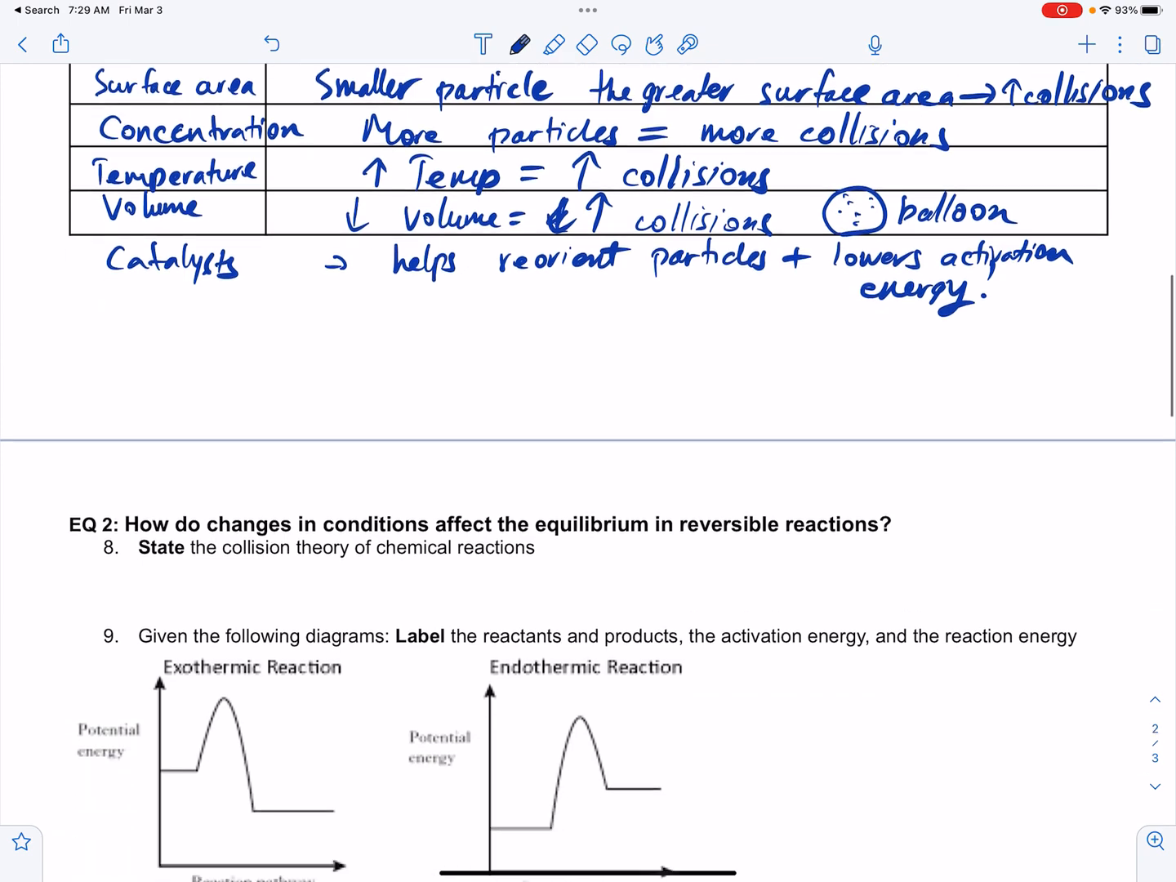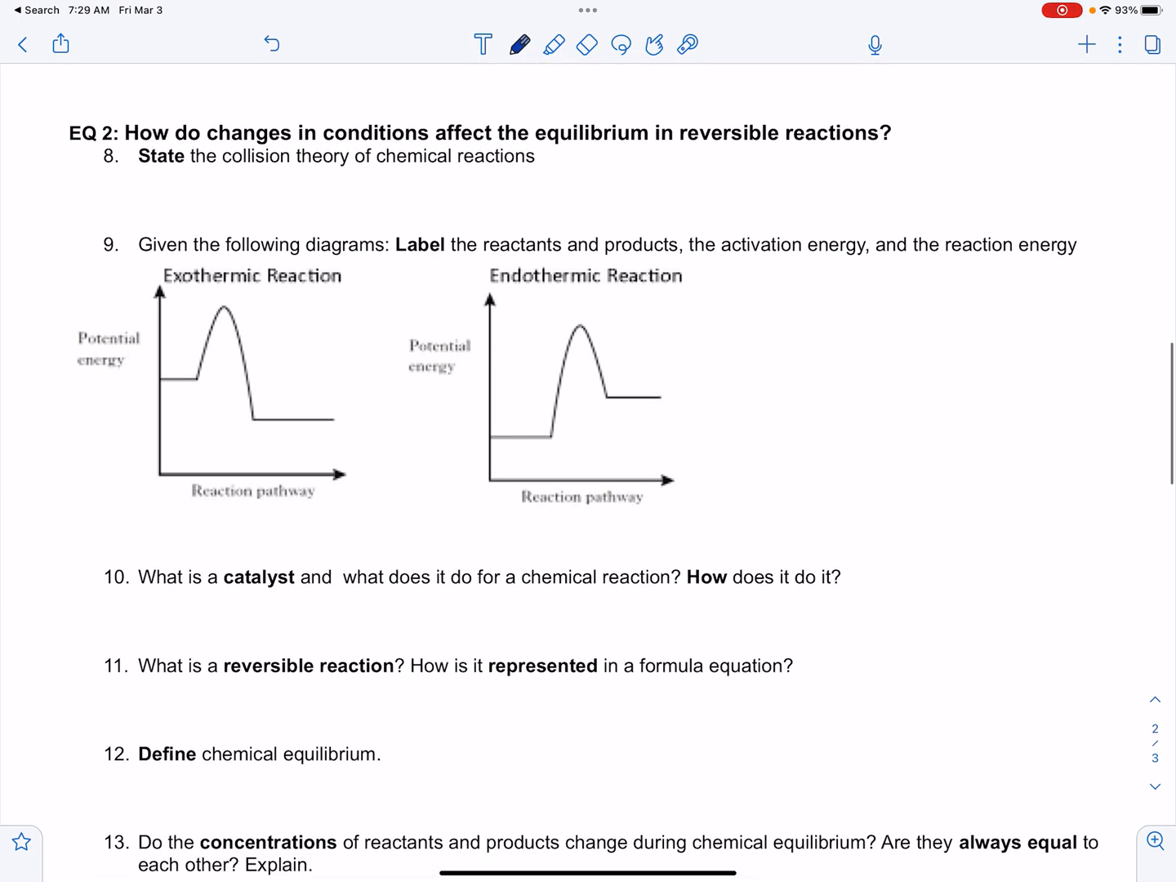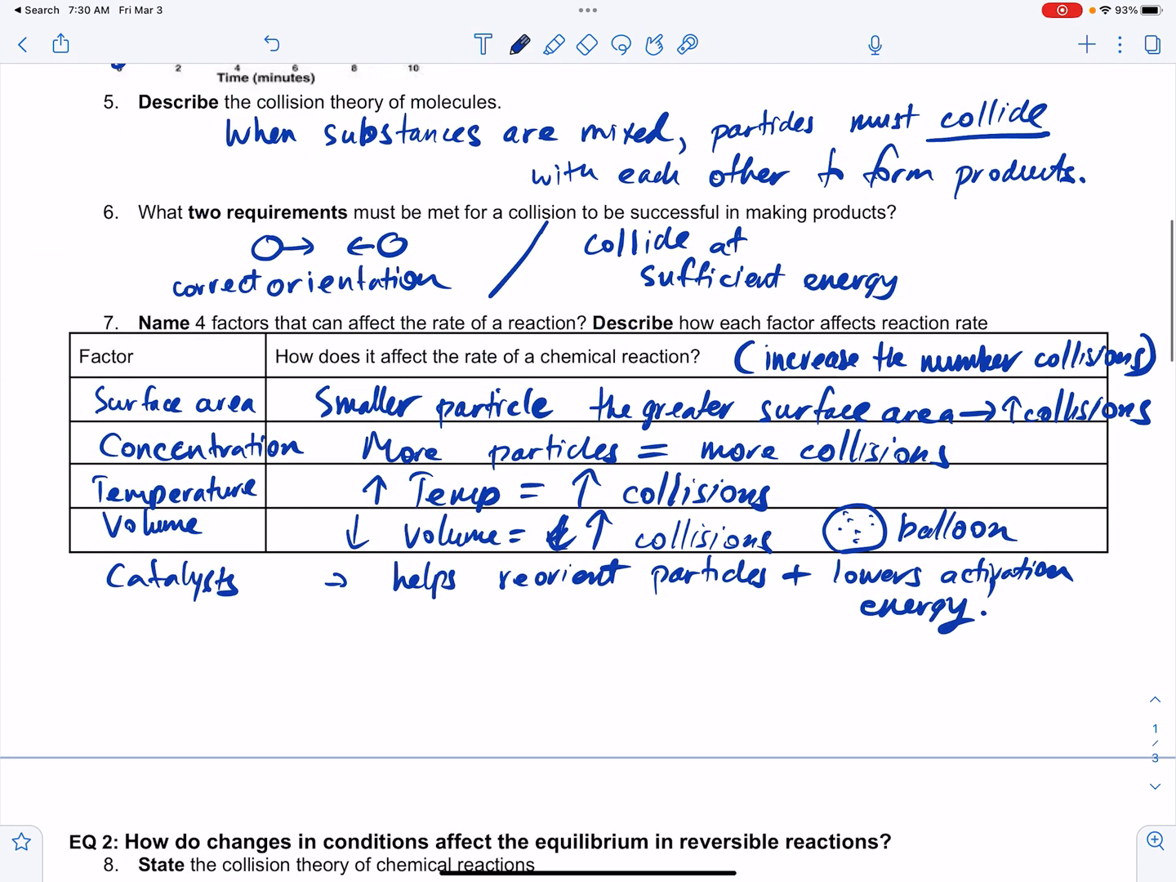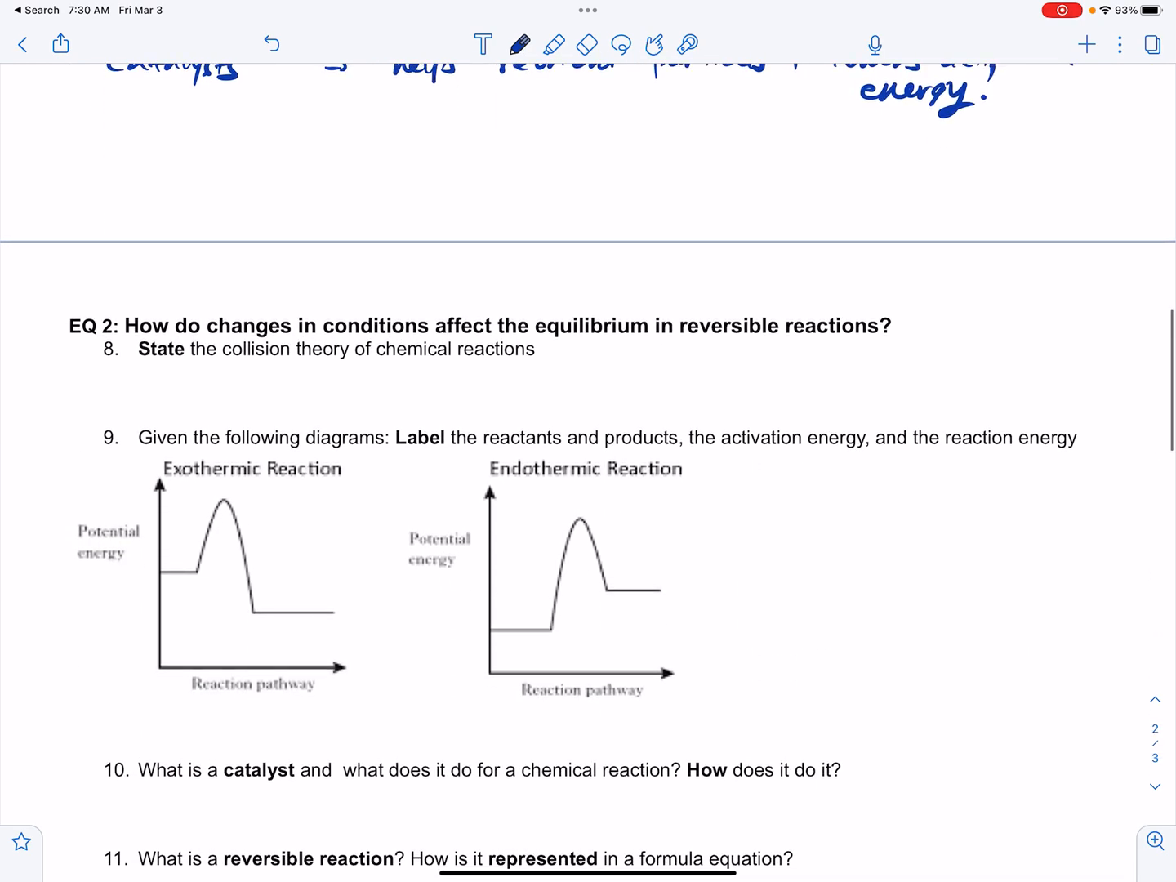All right. State the collision theory of chemical reactions. I thought I already did this. All right. So, collision theory of chemical reactions.